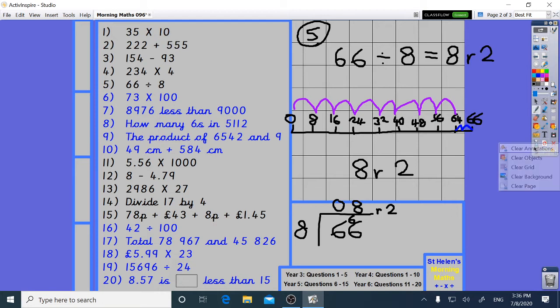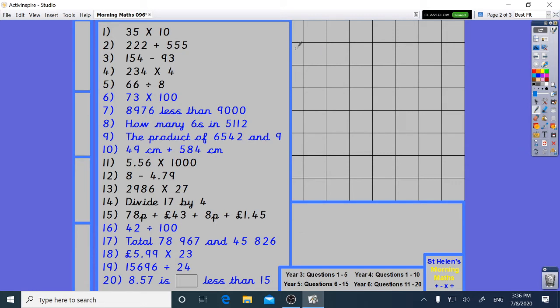Year 4 time, question 6, 73 times 100. 7,300 is actually the answer. 73 times 100, it will be 7,300. 73 times 1 would be 73. But placing those 2 zeros would be 7,300.